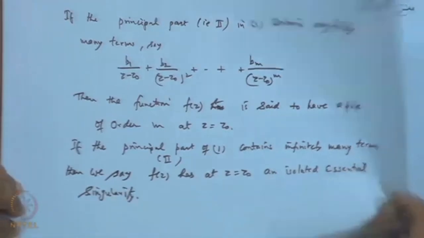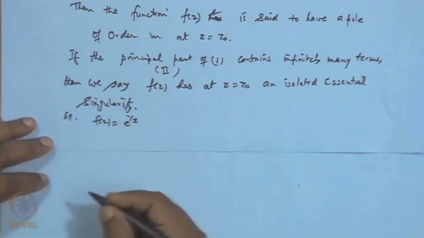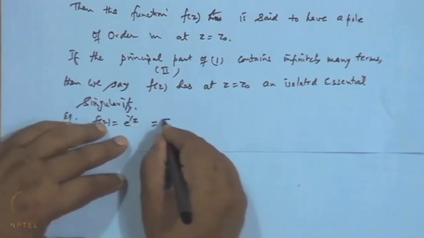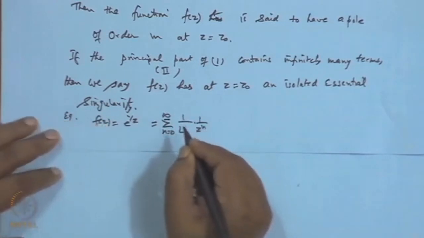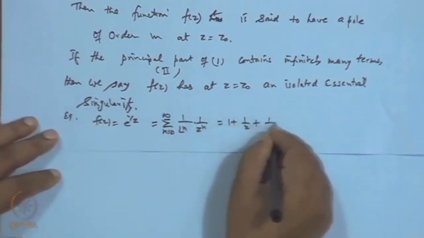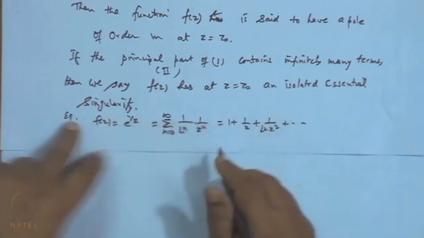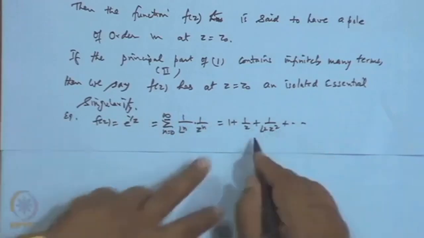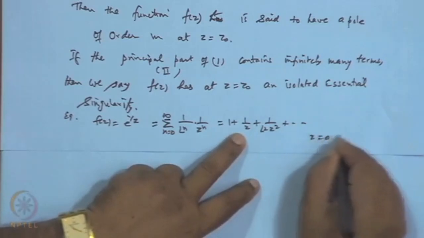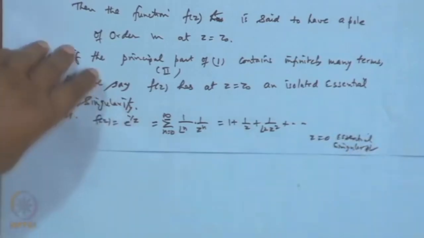For example, if we look at the function f(z), which is e to the power 1 by z. Now, this function has an expansion which is the sum from n is 0 to infinity of 1 by factorial n into 1 by z to the power n. That is, it has an expansion as 1 plus 1 by z plus 1 by factorial 2 z square and so on. So, it does not have positive powers, only one constant term is there, and the rest are zeros. So, the negative part contains infinitely many terms. So, z equal to 0 is an essential singular point for this. Similarly, when we take sin 1 by z, we get a similar result.